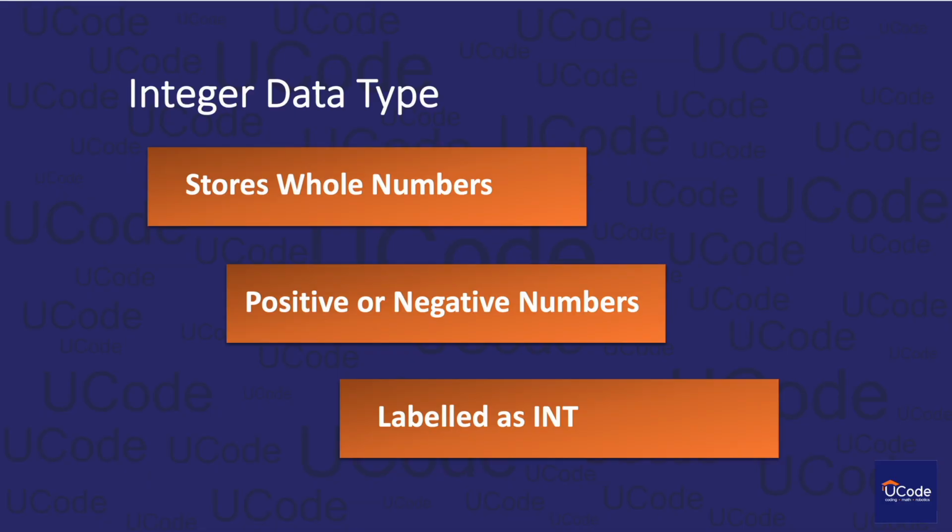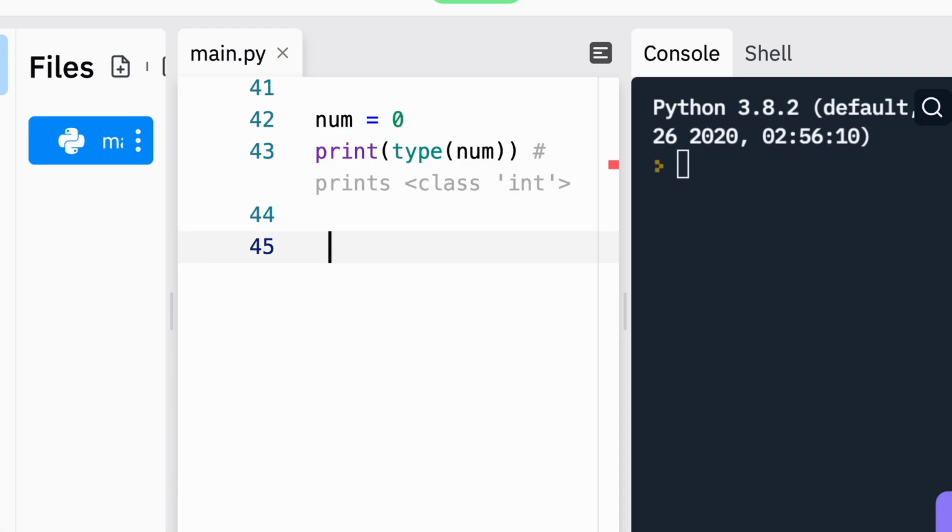Let's learn about the different data types, starting with integers. You probably remember that an integer is a whole number, positive or negative, like negative 32, 0, 23, 61. All of these are examples of integers. So the integer data type stores whole numbers. It is labeled int. In this example, num, N-U-M, is a Python variable with a value of 0.